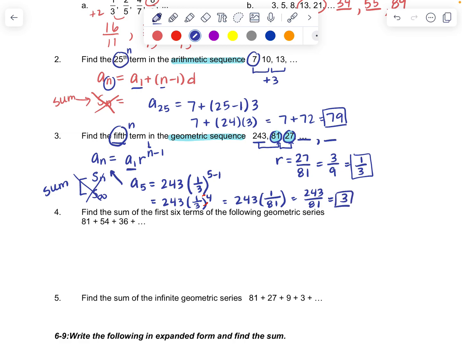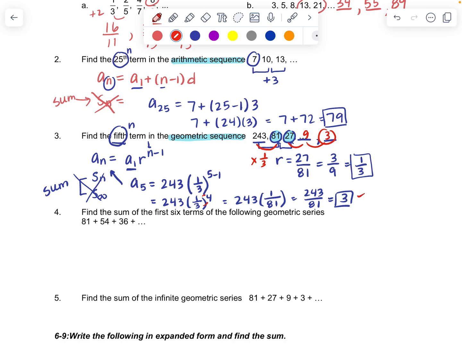So let's use some logic and see if that's actually true. I'm literally going from term to term, multiplying by 1/3. You guys, multiplying by 1/3 is exactly the same as dividing by 3. So look, 27 divided by 3 is 9. 9 divided by 3 is 3. We got the same answer, so we're good.